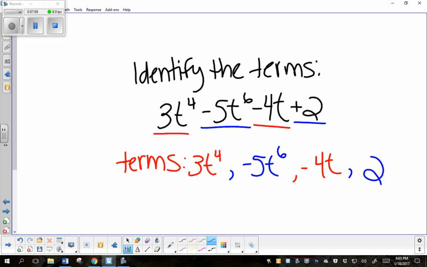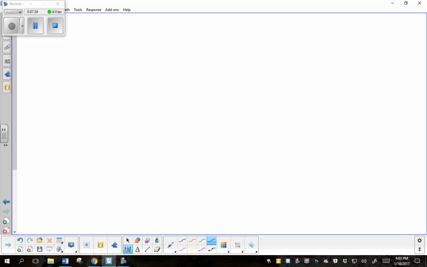They're all being added or subtracted. It's pretty easy. That's the key to finding the terms. Now, this polynomial has 4 terms, so it doesn't really have a special name, but some polynomials do get special names. We're going to write those on the next page here. So these are special names for polynomials.